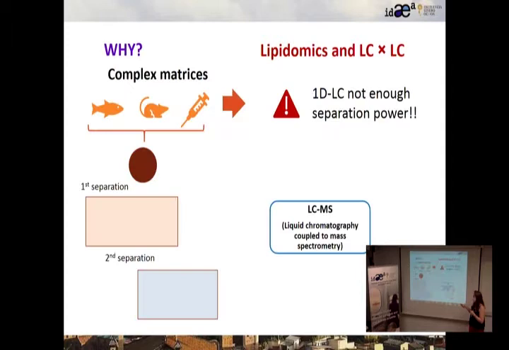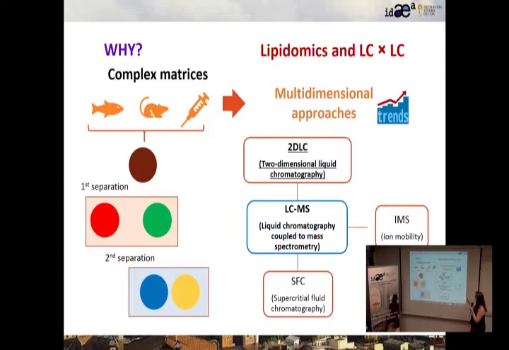Till now, the main analytical technique used in lipidomics has been LC-MS, but we're moving to more complex samples, biological matrices, and there we're seeing that one separation is not enough. So we're moving to multidimensional approaches, adding an extra dimension to the separation. This can be through combination of LC-MS with ion mobility or with supercritical fluid chromatography or even 2DLC, as in my case. So how do I do it?